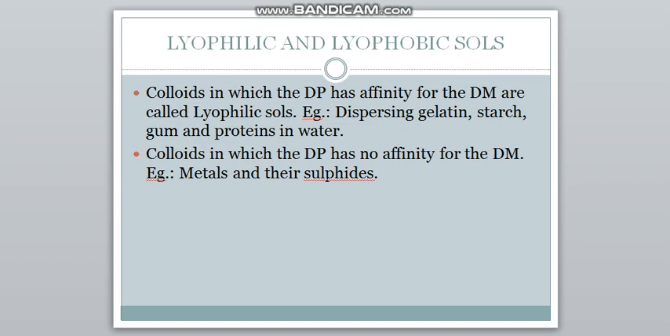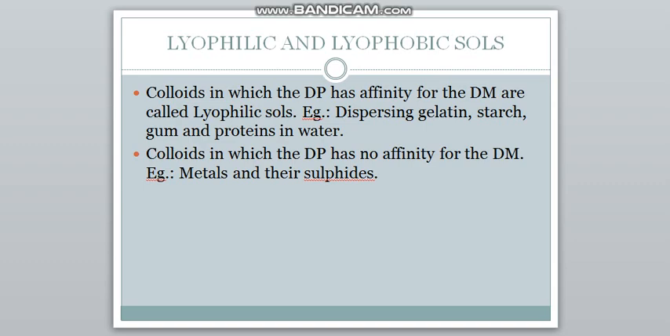The examples are dispersing gelatin, starch, gum and proteins in water. So these all have a good affinity for water. And the colloids in which the dispersed phase has no affinity towards the dispersion medium are known as lyophobic sols, that is solvent hating sols. Example, metals and their sulfides.